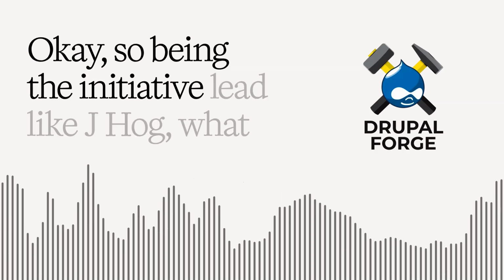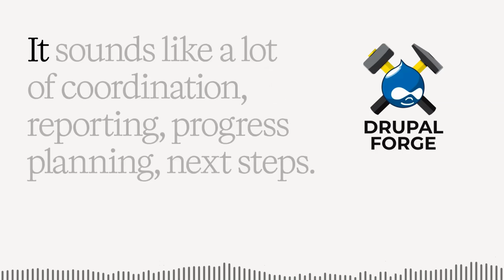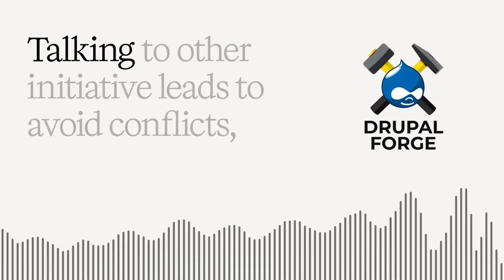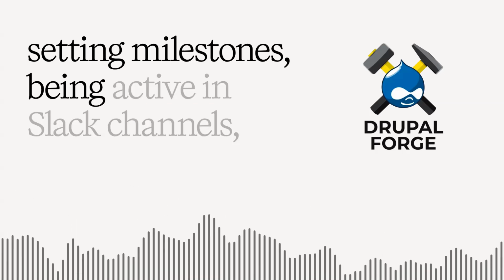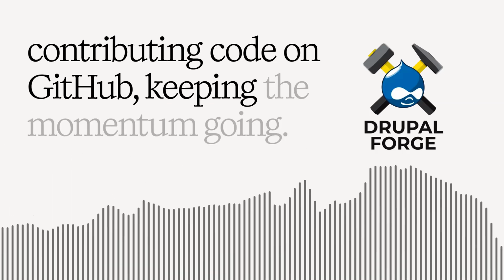Okay, so being the initiative lead, like Jay Hogg, what does that actually involve day to day? It sounds like a lot of coordination. Reporting progress, planning next steps, talking to other initiative leads to avoid conflicts, setting milestones, being active in Slack channels, contributing code on GitHub, keeping the momentum going.